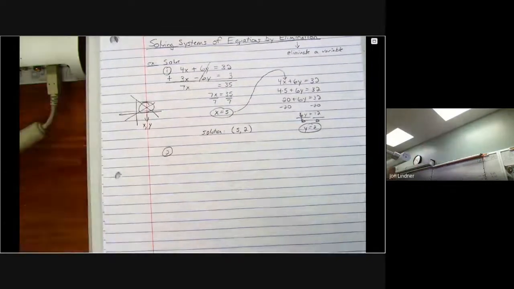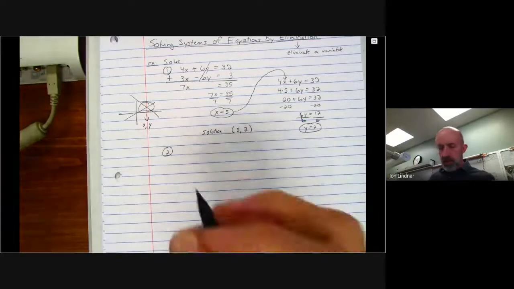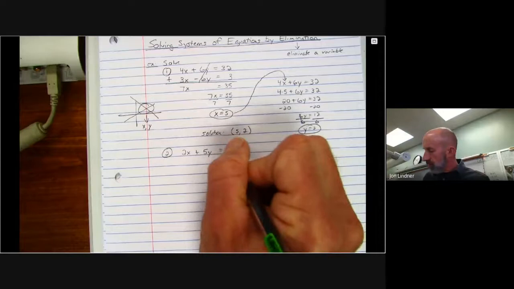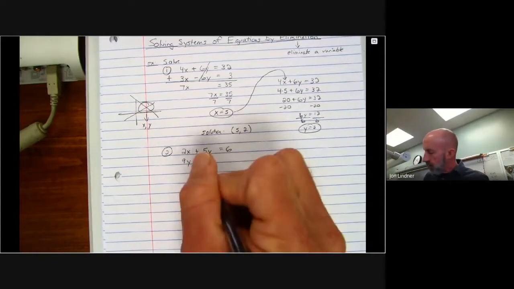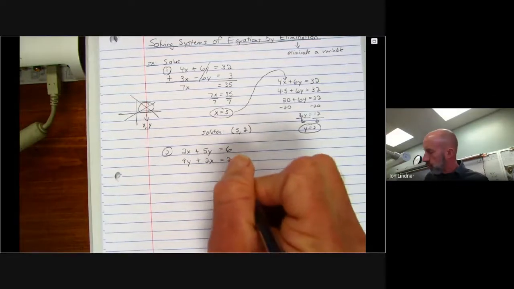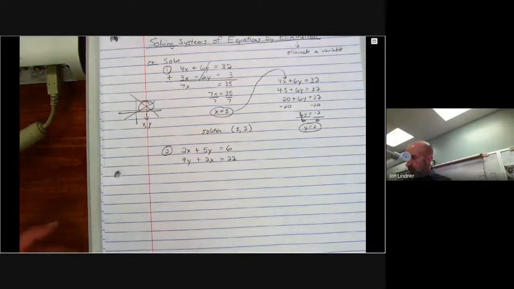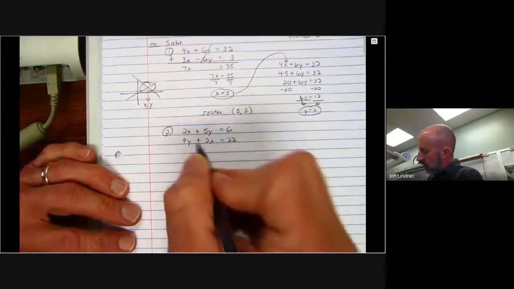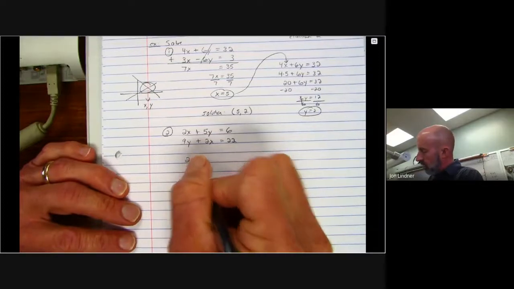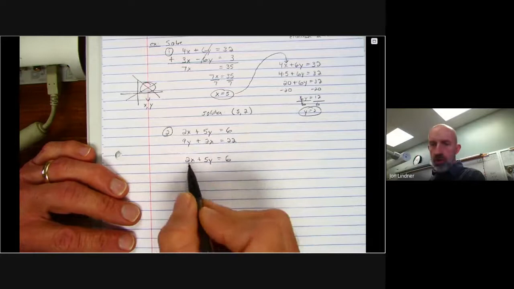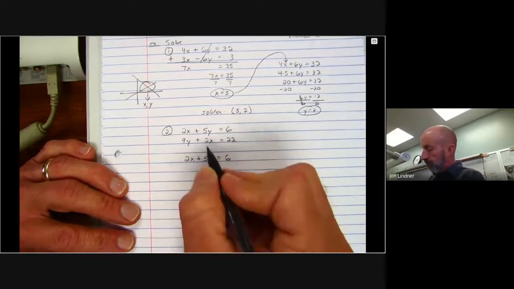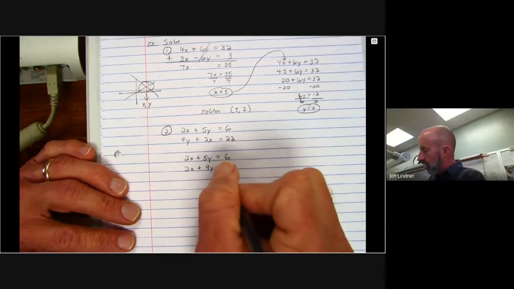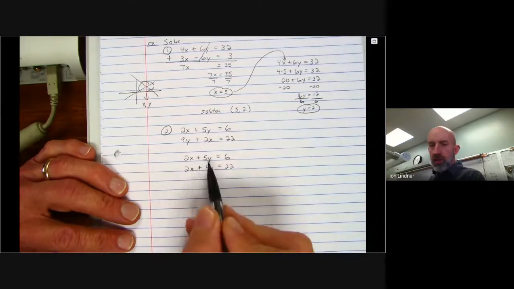Might not be quite as obvious. Let's say that I had 2x plus 5y equals 6, and I had 9y plus 2x equals 22. Now, the first thing I want you to notice is that the x terms are not lined up. So let's rewrite this system. Well, I'll leave the top equation the way it is, as 2x plus 5y equals 6. Well, let's change the order here. Pay attention to your signs. They're all positive here, so that's pretty easy. 2x plus 9y equals 22. You have to make sure your like terms are lined up.